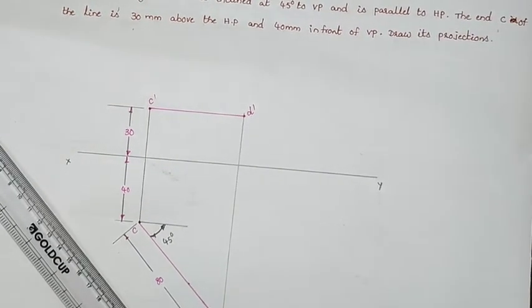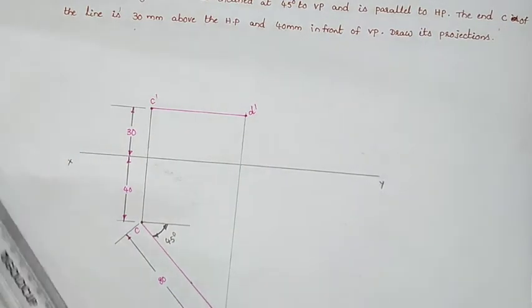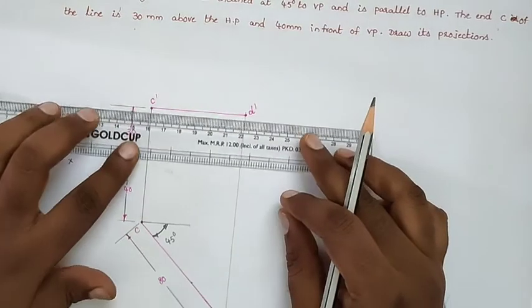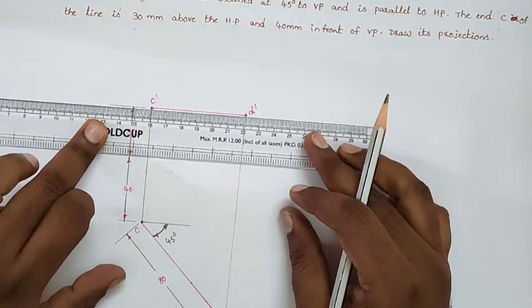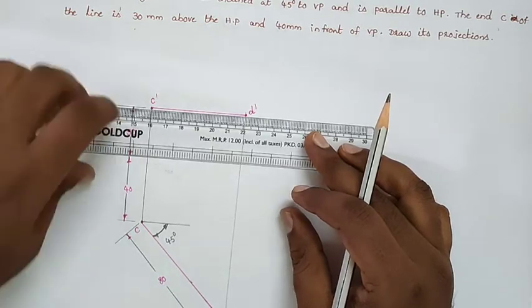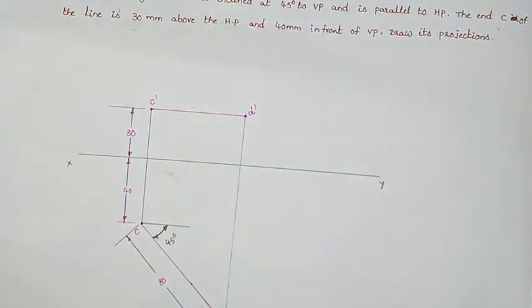So when a line is inclined to VP and parallel to HP, the top view shows the true length of the line which is inclined with respect to the reference line, and the front view shows a reduced length in this position. So we'll draw the projections like that. If you measure the length of C dash and D dash, we will get the reduced length. It should be approximately 63 or 64 mm.